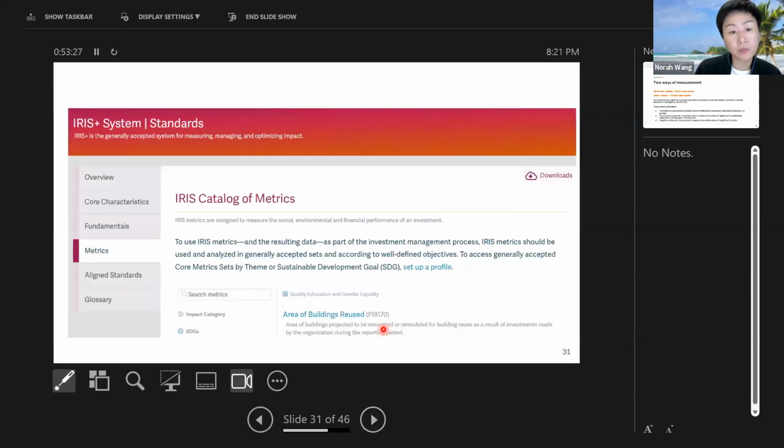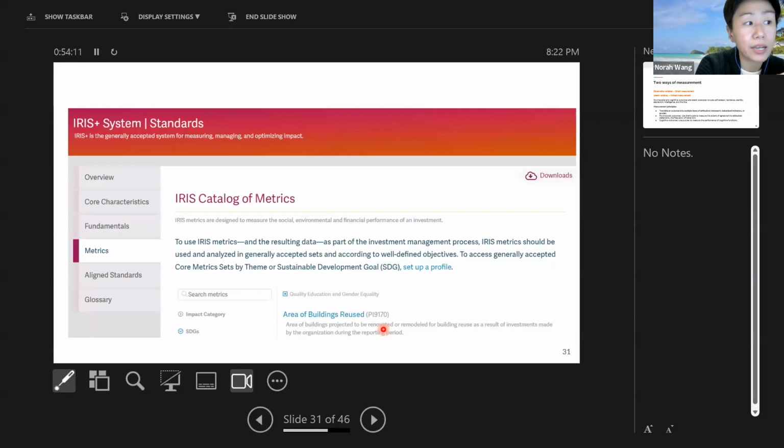If you want a quick access, if you're thinking, what metrics can I use for each goal and each impact category, what you can use is IRIS. IRIS is not a new framework or system. It has been around for almost 10 years. They have been building their impact metrics database for a long time, and the IRIS system has also been aligning itself with SDG goals and all the other major impact standards.